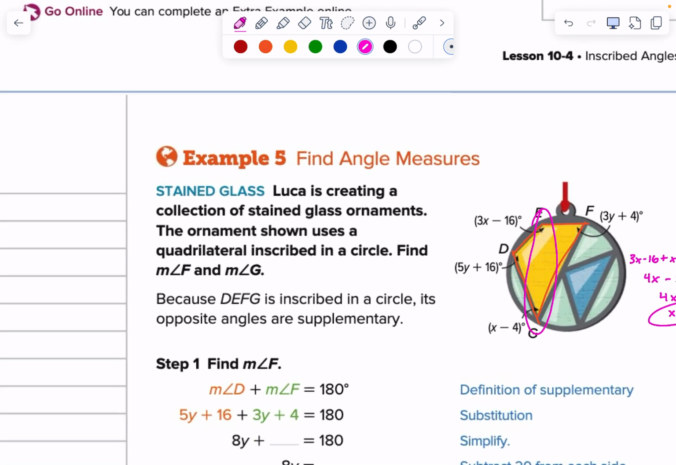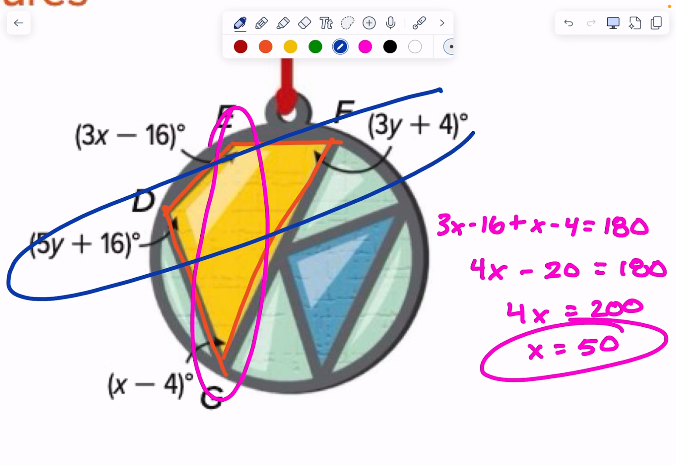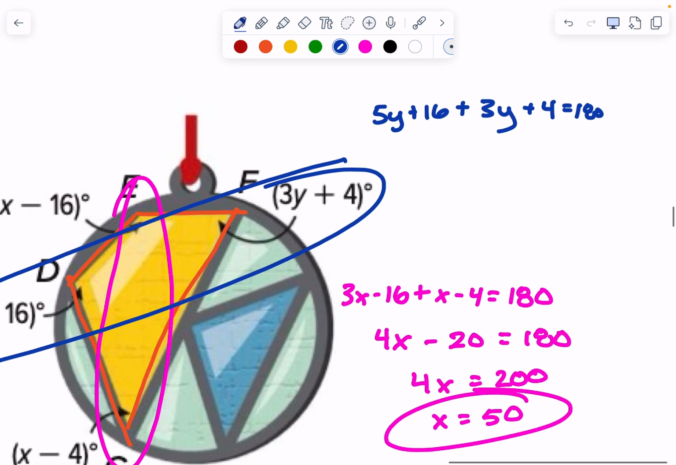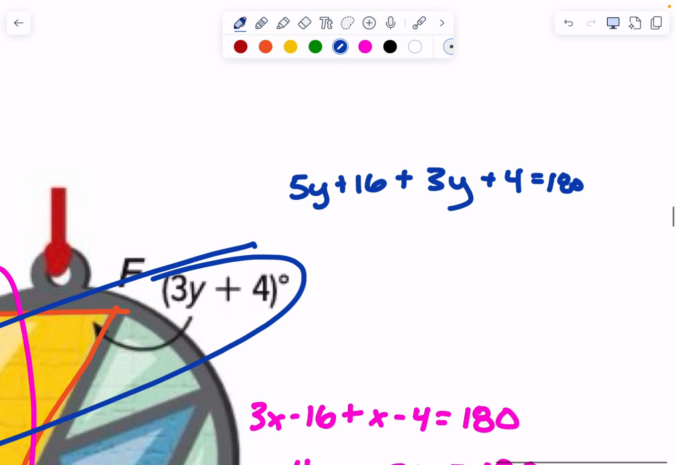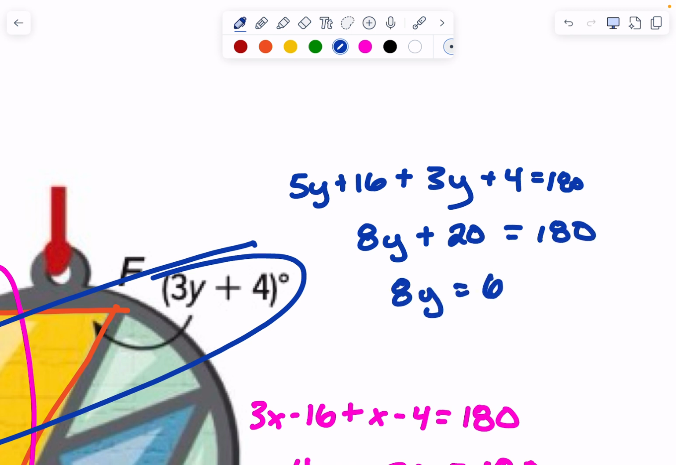4x equals 200, and x is 50. Okay, we're supposed to find x and y? Not yet. Let's do the other one. These two have to add up to be 180. 8y plus 20 equals 180. 8y equals 160, and y is 20.